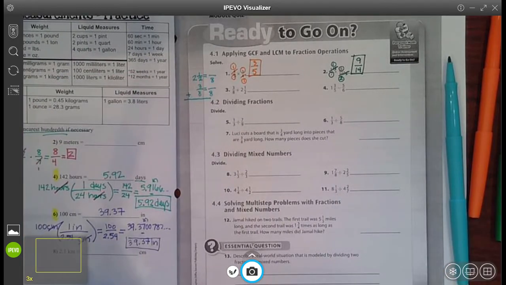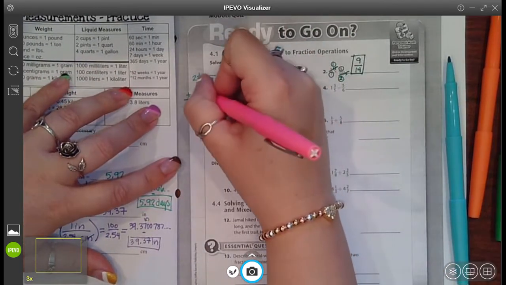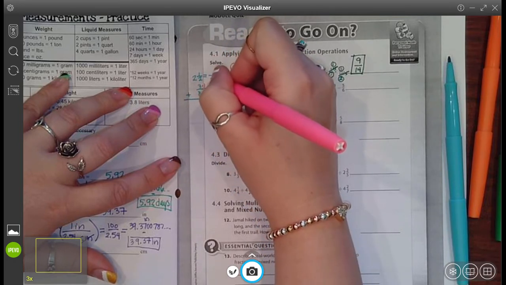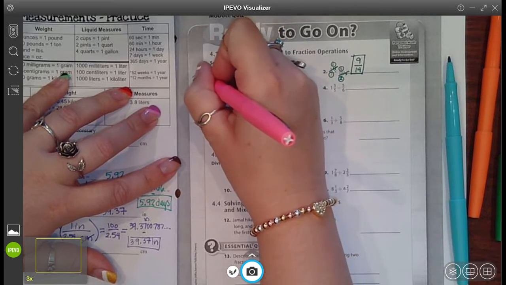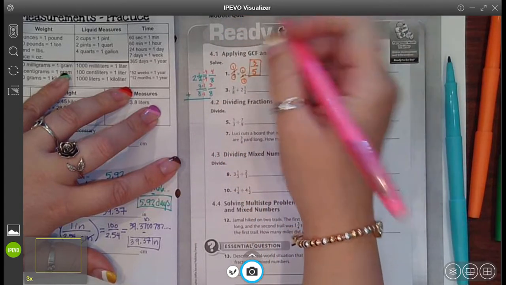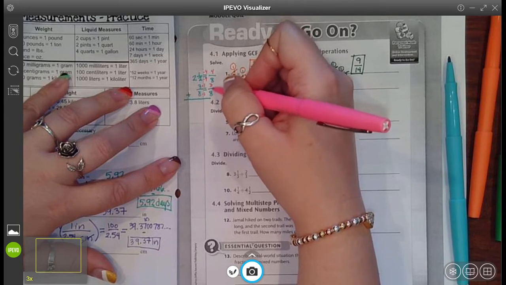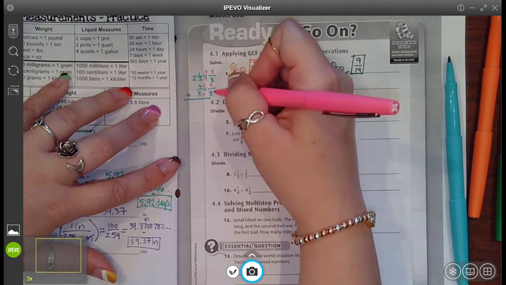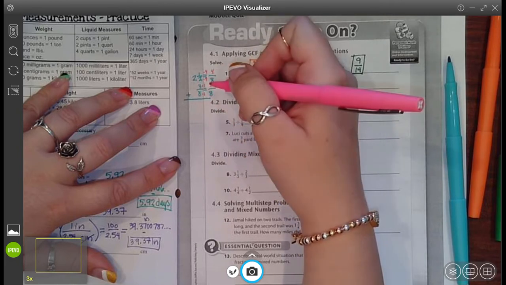So you think to yourself, what did you multiply the 8 by to become 8? 1, so 3 times 1 is 3. 2 times what is 8? 4, so do the same thing on top. 1 times 4 is 4. Now that I have common denominators, and I just rewrote this, 4/8 is equivalent to 1/2. It's the same thing. 3/8 is equivalent to 3/8.